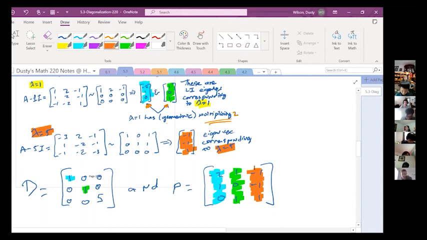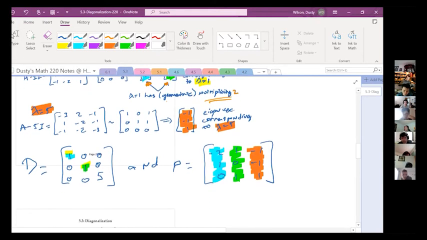And Gerald asked, what would happen if we swapped the blue and the green columns? If you swap the blue and the green columns, there would be no change. But what does matter is we need to make sure that the orange column that corresponds to 5 is in the same column as the 5 in the D matrix. Okay.